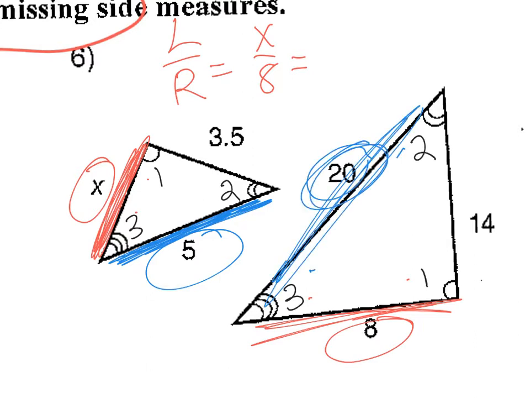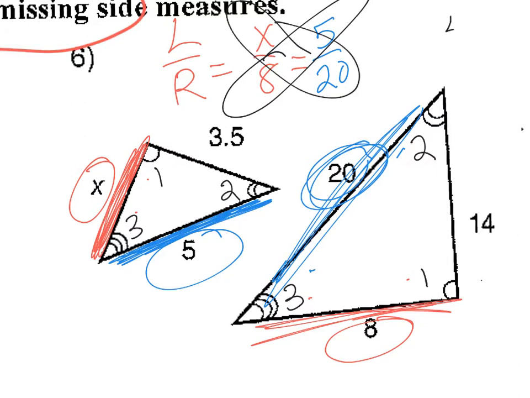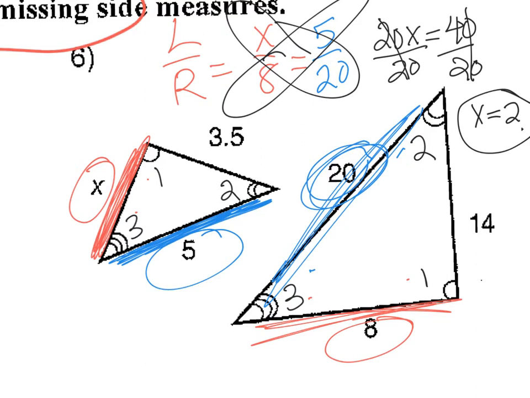Sorry, coloring skills are not good. So 5 over 20. And then we want to cross multiply. 8 times 5 is 40. 20 times x gives me 20x. And then I just have to divide. Cross multiply and divide. So x equals 2. And that's about it.